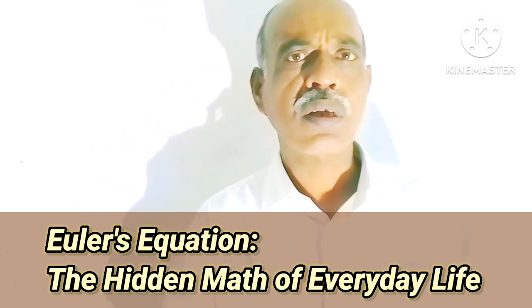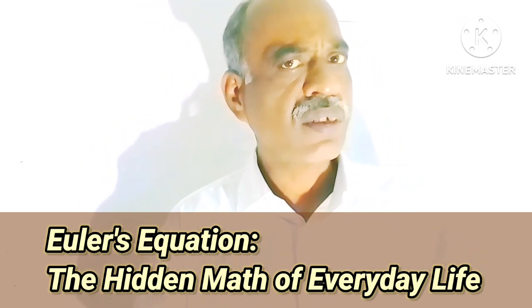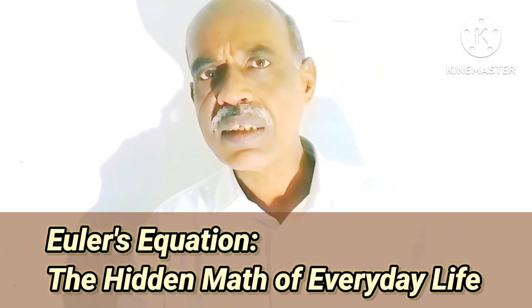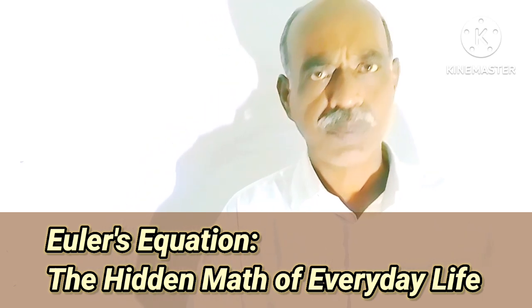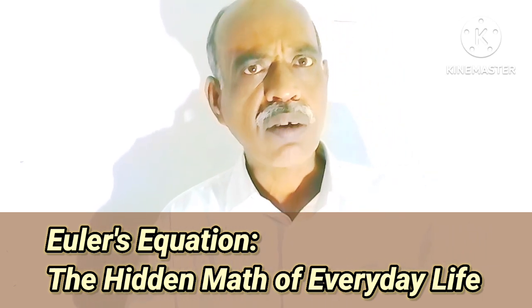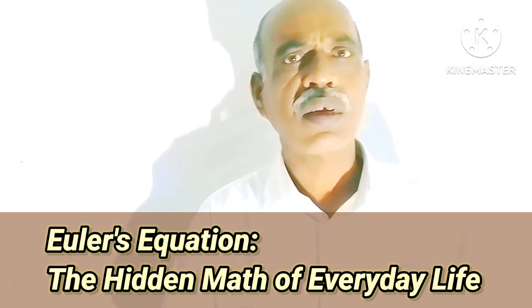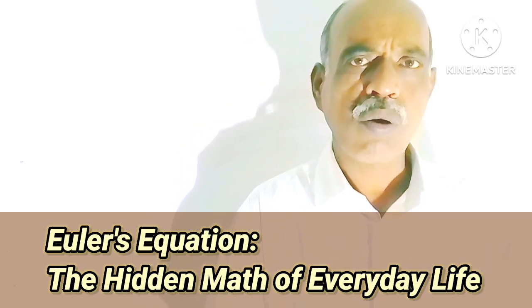Euler's equation in our everyday life. Yes, if you notice carefully, means if you observe carefully, then you can see that in every sphere of life, Euler's equation is present. First, let's start with Euler's identity. Euler's identity is what? It is e to the power i pi plus 1 is equal to 0. This is known as Euler's identity.